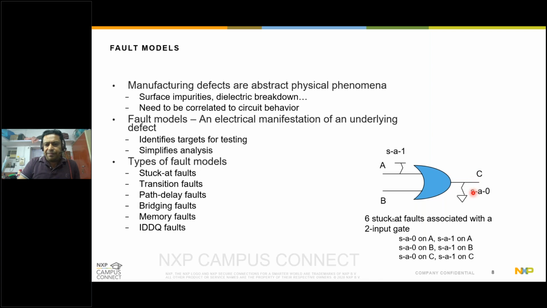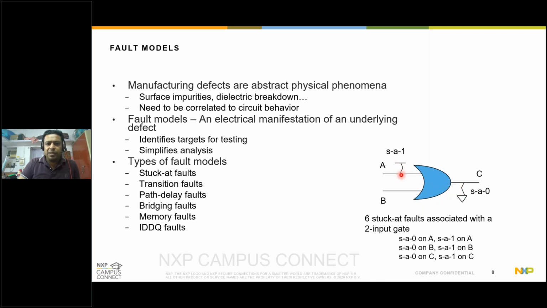Similarly, another defect can creep in because of which your C output here is shorted to ground, and this node will now behave as a stuck at 0, right? So you will not be able to drive 1 on this particular node. So the open and short that we discussed earlier in the slide can now be mapped here to stuck at 1 or stuck at 0 kind of faults for this OR gate, right?